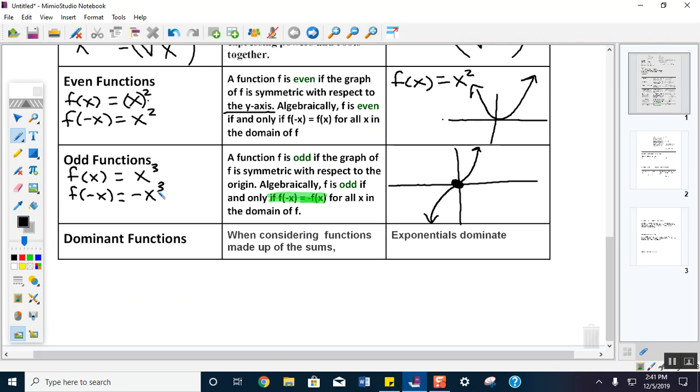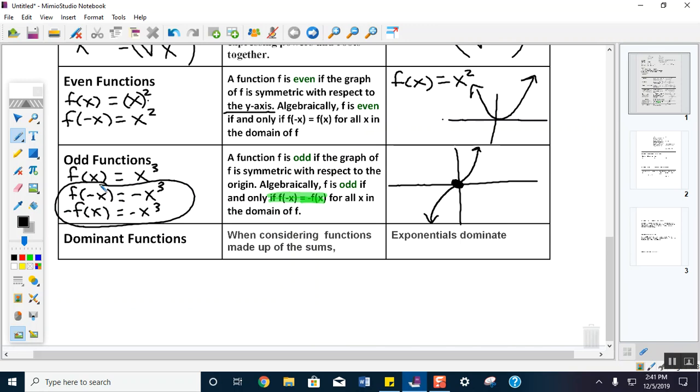Okay? But we also need to show that that's equal to negative f of x. Well, kids, negative f of x was equal to what power originally here? X to the third. But if I negate the whole thing, that equals what? Are they the same? So if those turn out the same, then it's considered what type of a function? An odd function there. Okay.